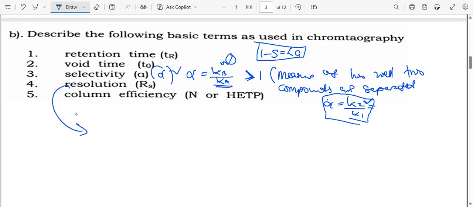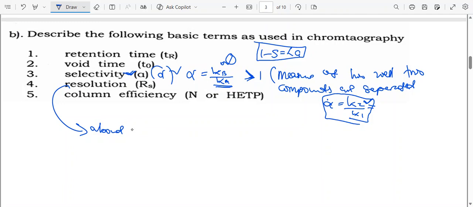Resolution describes how well two peaks can be separated. The other one talks about how two compounds can be separated. It's about the selectivity, how do we select? How well two compounds can be separated is the alpha factor. Then the other factor, which is resolution, is about how well two peaks are separated.